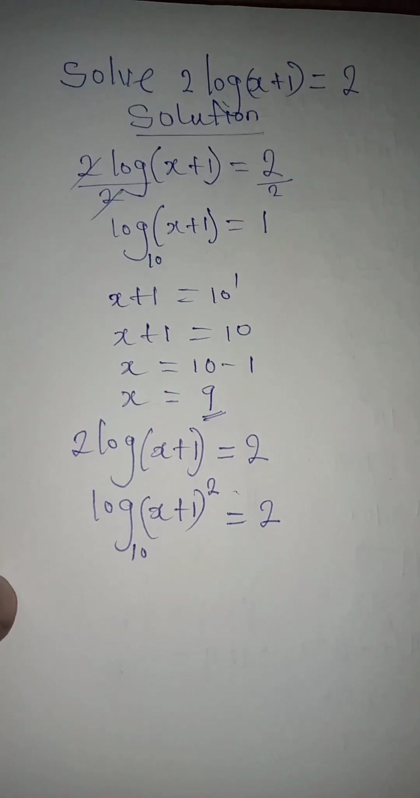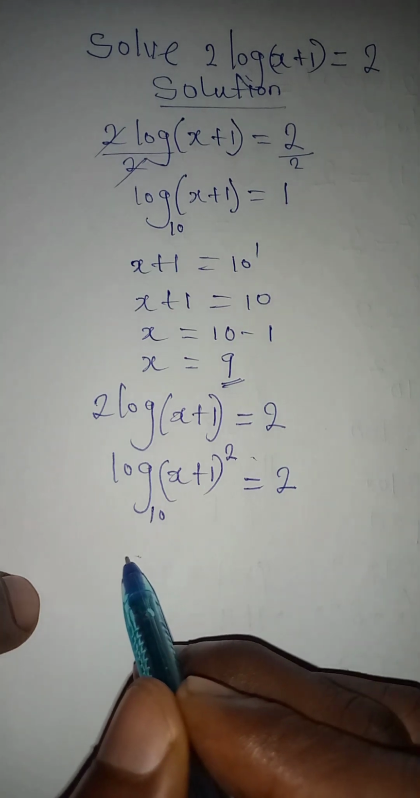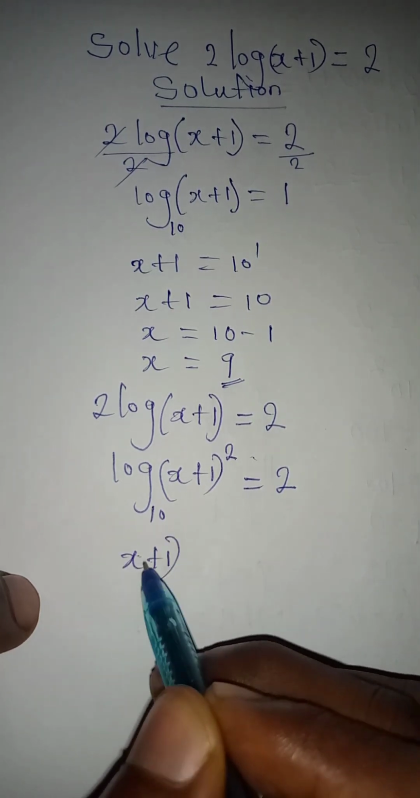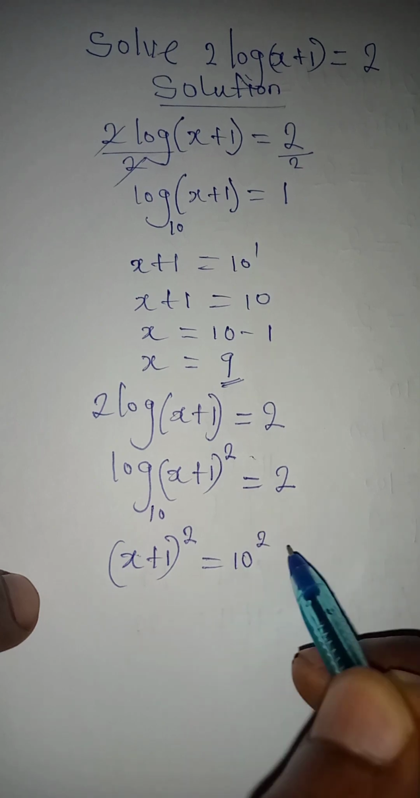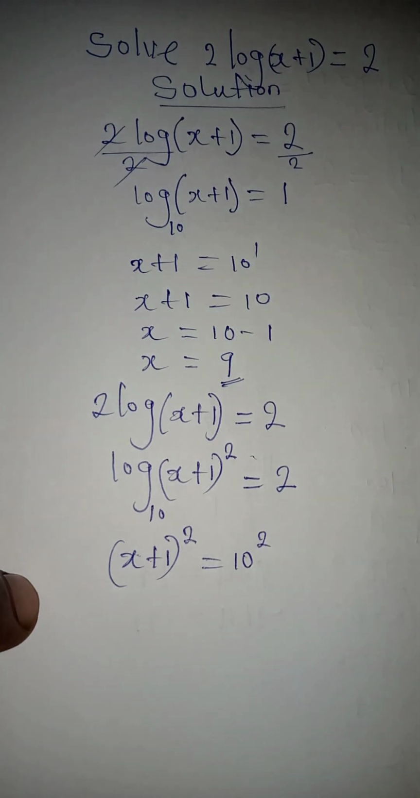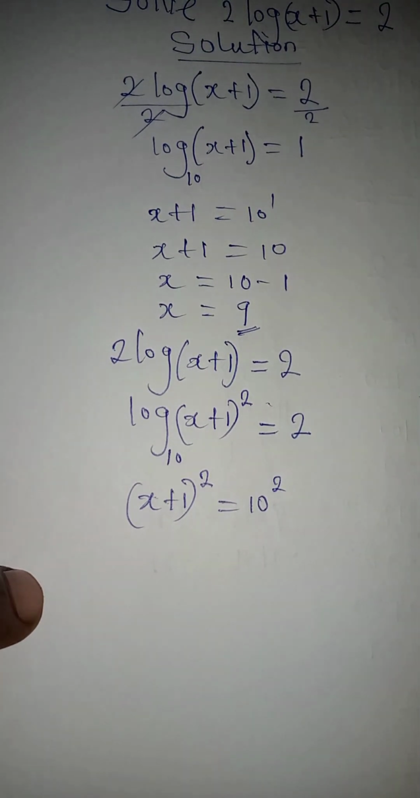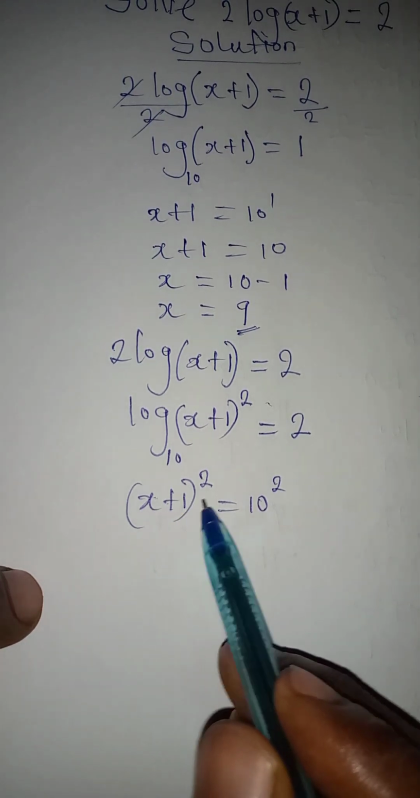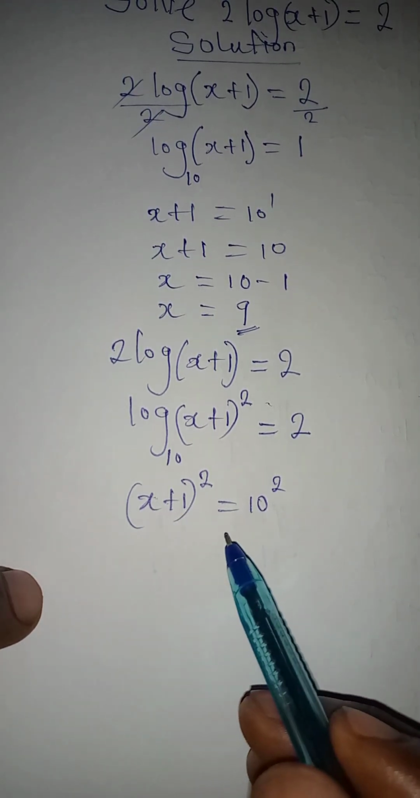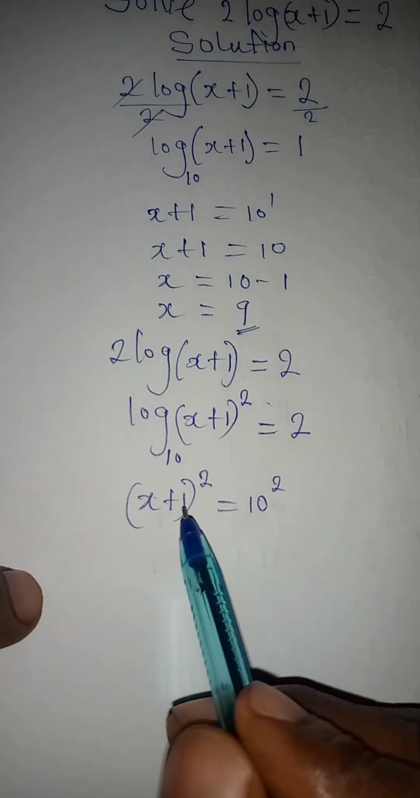And then if you relate this to indices like I did before, then we're going to have (x + 1) all squared equal to 10 to the power of 2. And what is 10 to the power of 2? 10 to the power 2 is 100, right? Now there's another method I want to use. Remember, we can work with the powers, work with the bases, right? But it will not give us a complete solution.